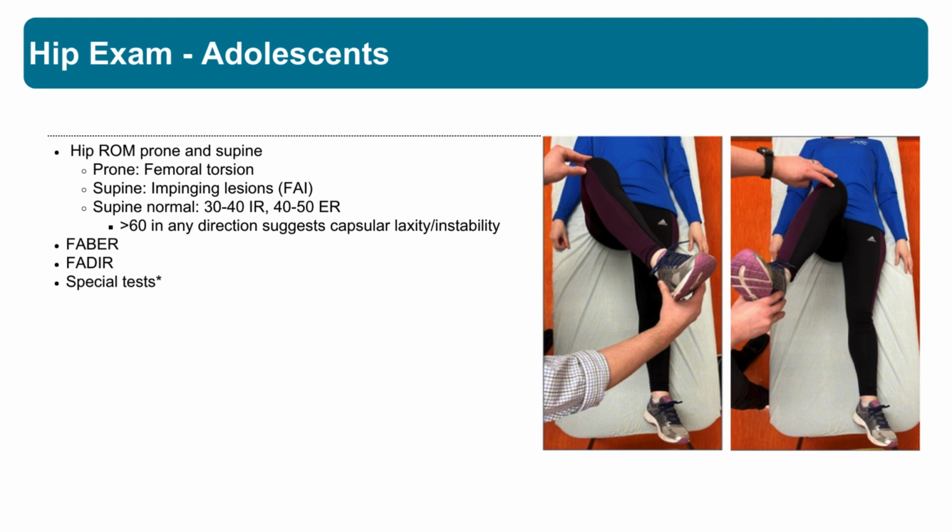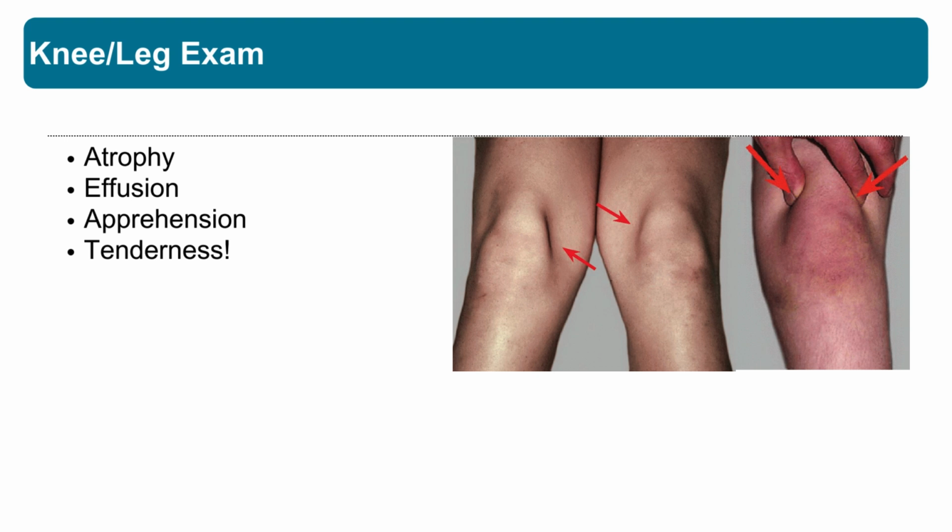And then, of course, you want to do your FABER and your FADIR. That's your flexion, abduction, external rotation test, or your Patrick test. And then your FADIR test, flexion, adduction, internal rotation, to feel for any feelings of impingement. And then you can tease out more special tests depending on how nuanced you need to get.